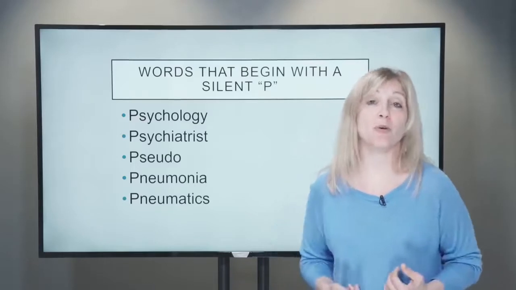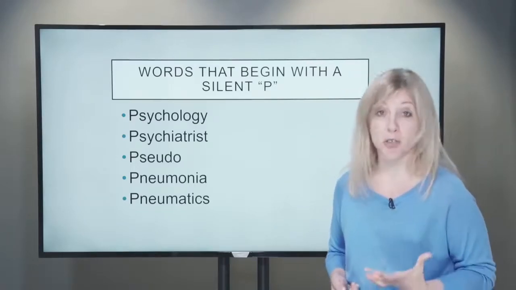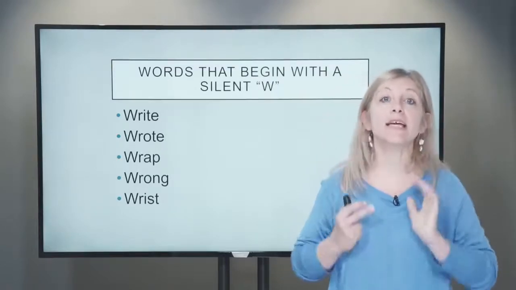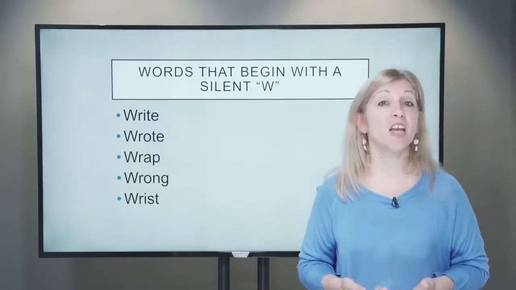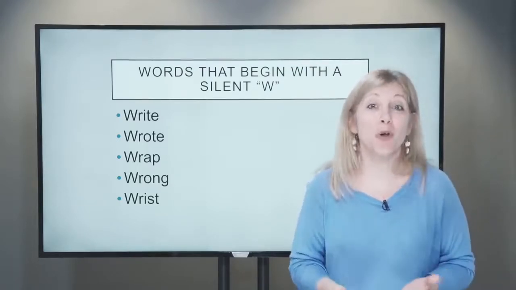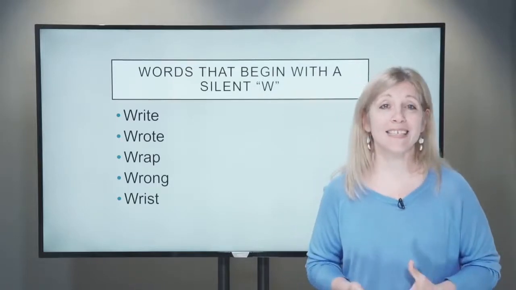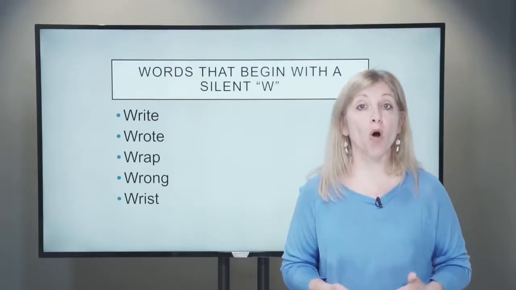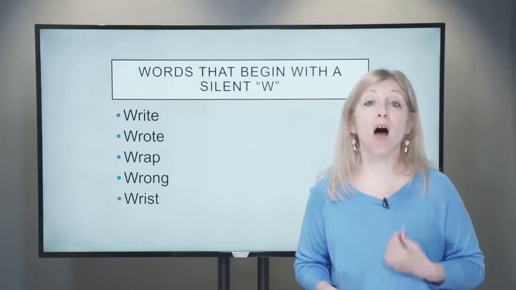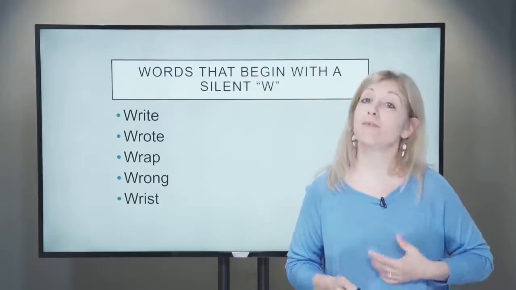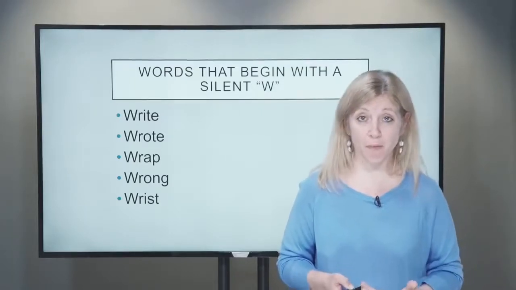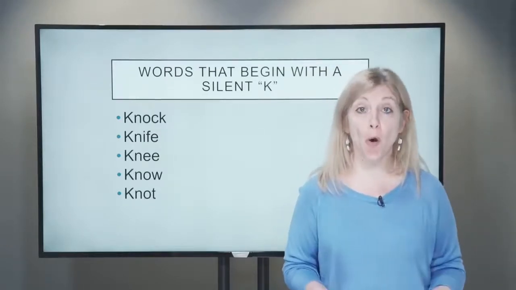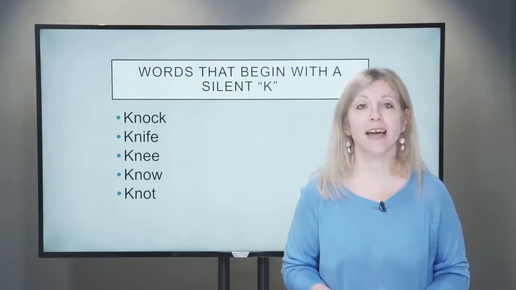Then finally, let's look at words that start with a silent W. These I'm sure you know, you probably do it automatically, but let's look at this list: wrote, wrap, wrong, wrist. Everything starts with an R sound, but in fact we don't pronounce the W here. And also the K, as with the verb to know. Here we don't pronounce the K, like in knock, knife, knee, and knot. It's going to start with the N sound.